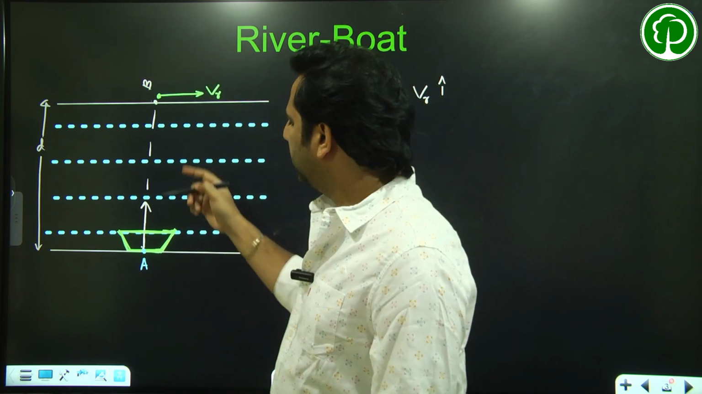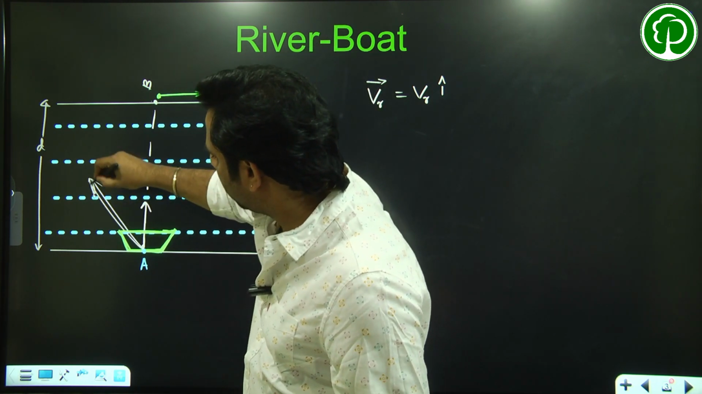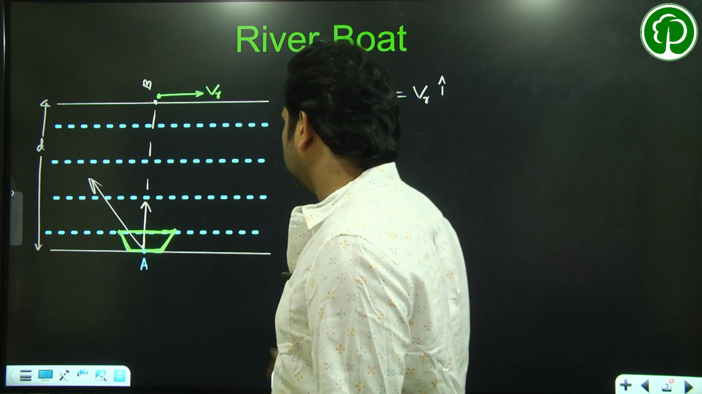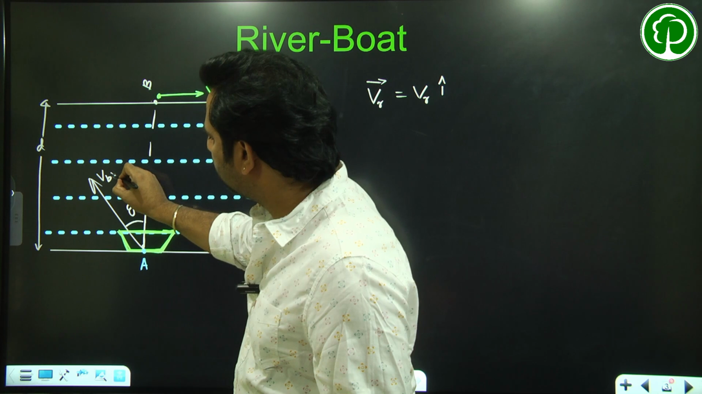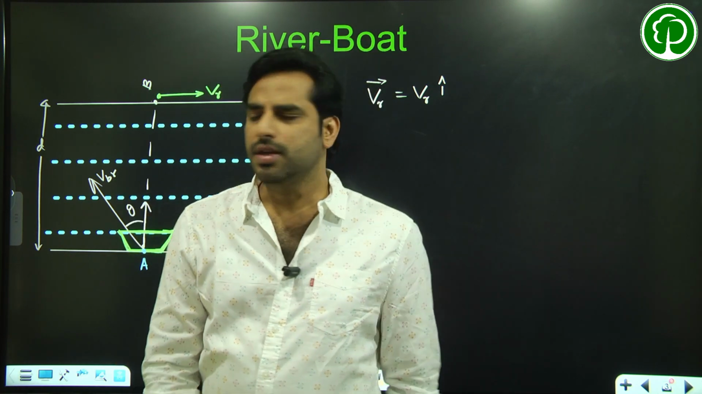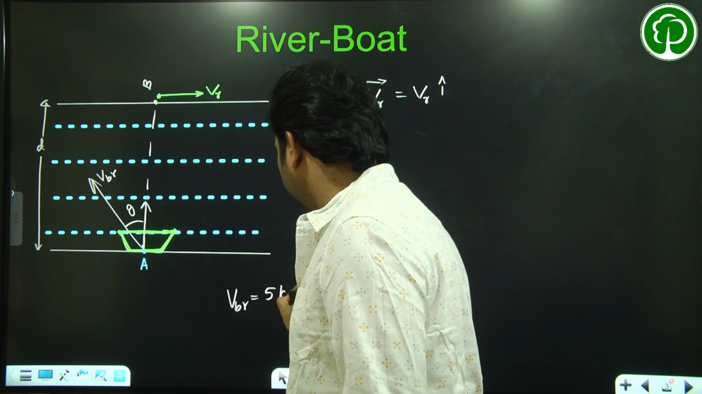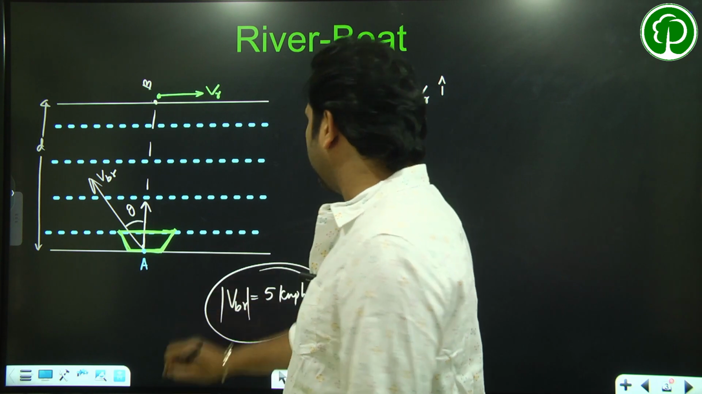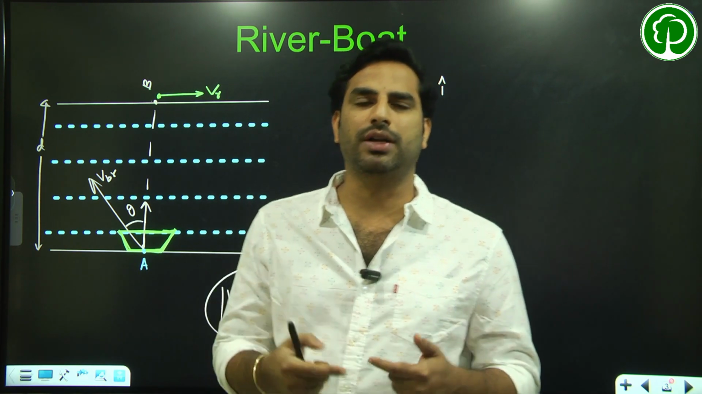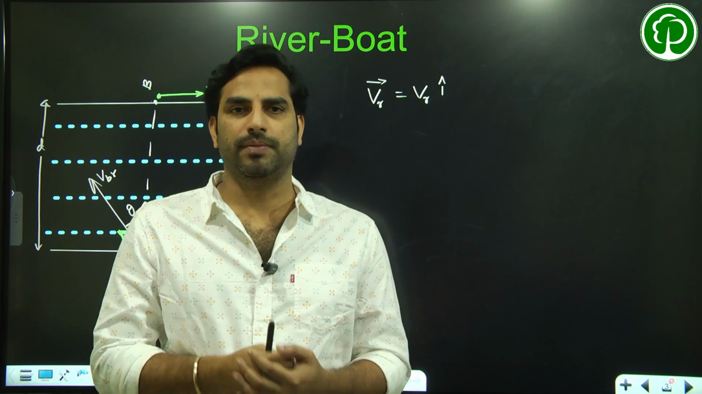In order to reach B, the boat has to head at some angle theta. So let me say this is theta. This is the velocity of the boat with respect to river. Suppose the velocity of the boat with respect to river is 5 km per hour. If this is given, it means it is the capacity of the boat to move inside the water, no matter the water is flowing or the water is still.